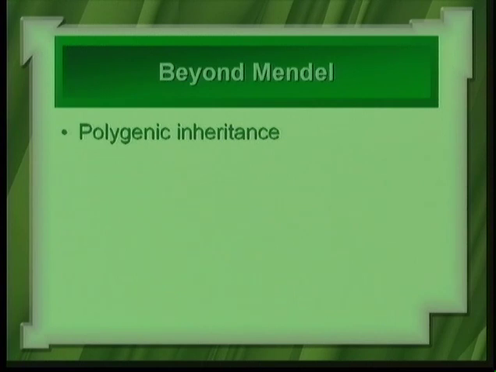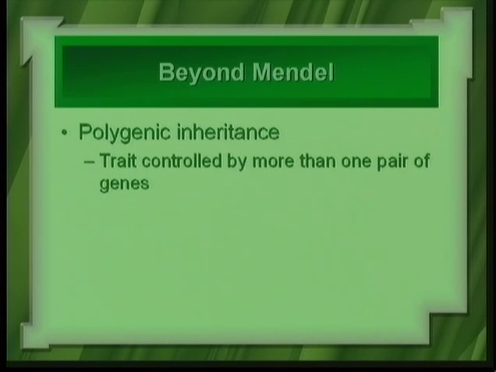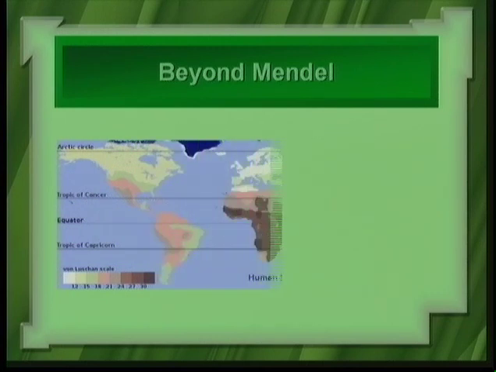We also have another kind of something that comes up called polygenic inheritance. This happens when you have a trait controlled by more than 1 pair of genes. This is a trait that's controlled by maybe 2 pairs of genes, 3 pairs of genes, 4 pairs of genes, right? Sounds like something out of somebody's closet, huh? So skin color in humans is actually a trait controlled by more than 1 pair of genes. It's kind of interesting.